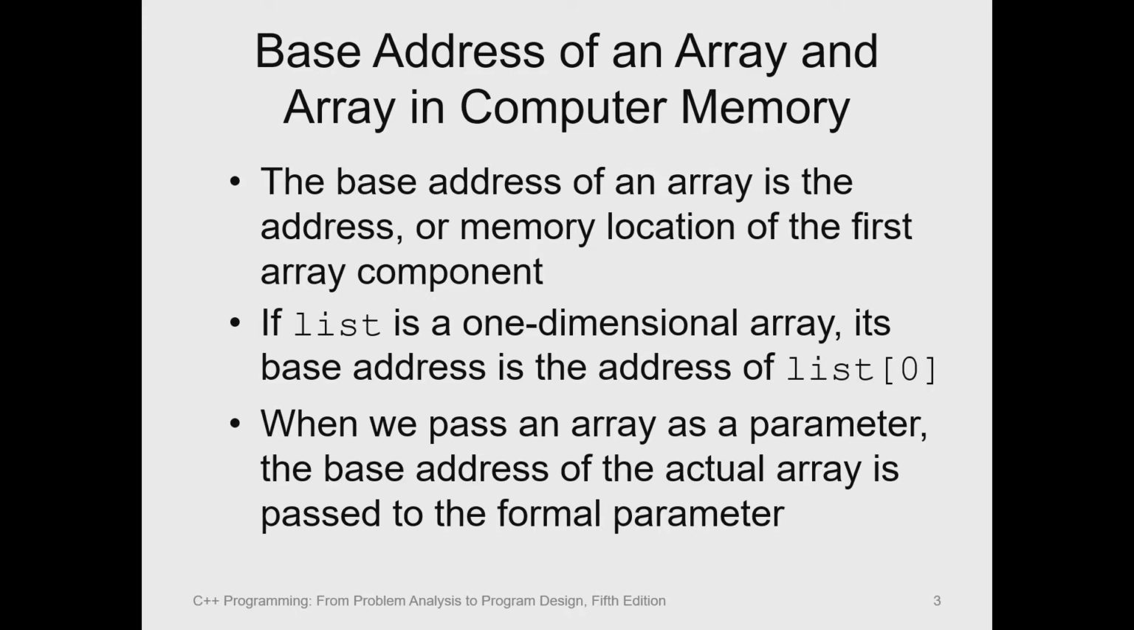This is just an illustration of the base address of an array, which is on the left, my list subscript 0 up to my list subscript 4, and the array in computer memory, which is the memory addresses within the system. Examples are 1000, which is actually the address of my list subscript 0, 1004, the address of my list subscript 1, and so on and so forth.